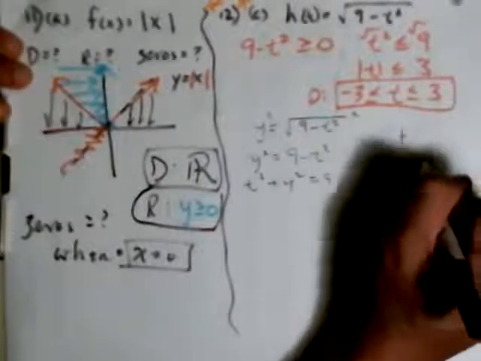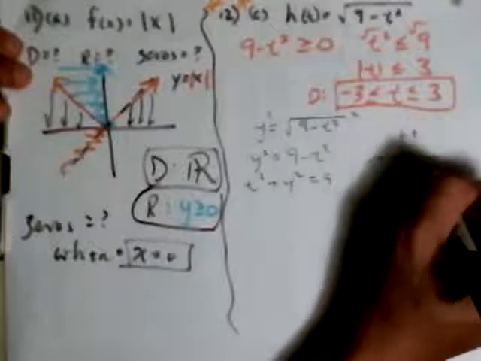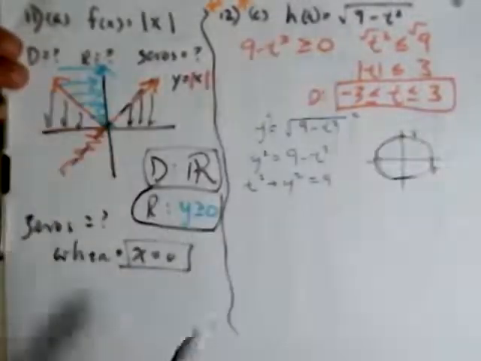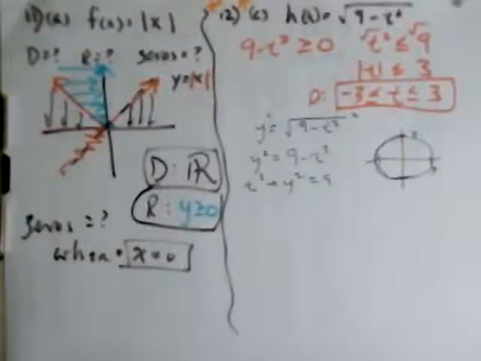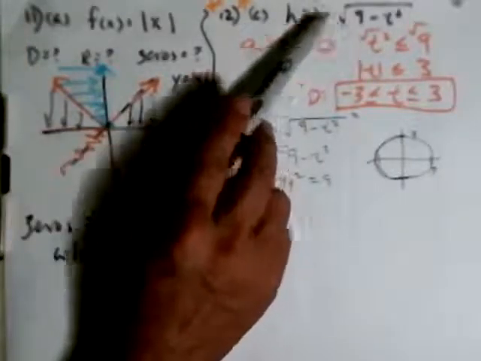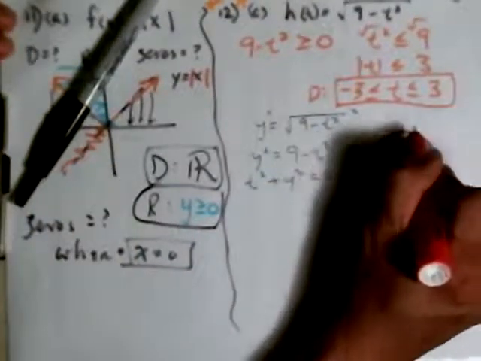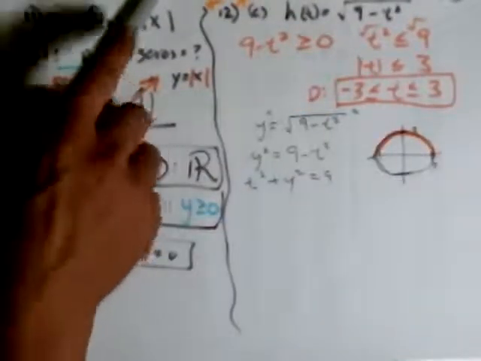It's going to be up 3, down 3, left 3 and right 3. And there's your circle right there. But remember, at the very beginning, the function is positive. There's a restriction. There it is right there.